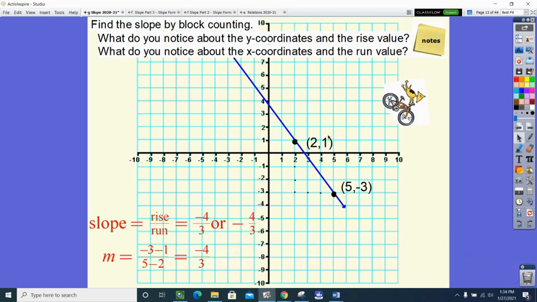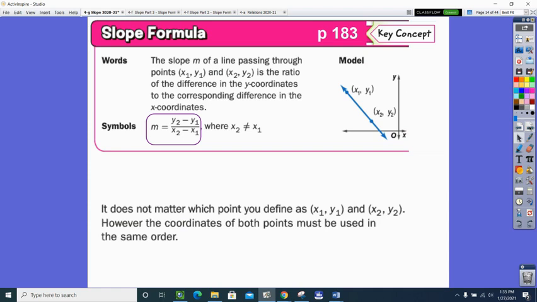Hey, Mrs. Woodruff, I was going to start with the 1. Okay, well, 1 minus a -3 would be the same change. 1 plus 3 would give you a +4. But 2 minus 5 would give you a -3, and you'd still get -4/3. So what we're doing right now is using something called the slope formula.